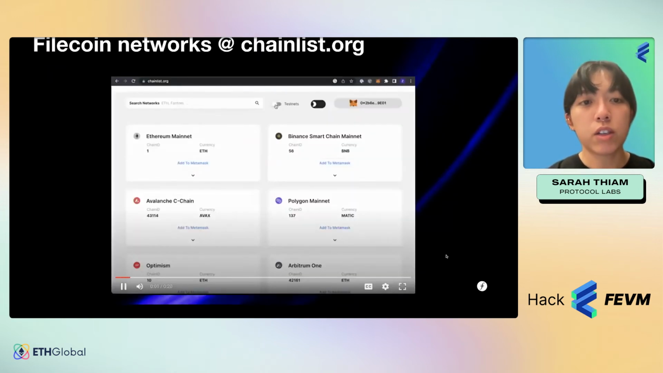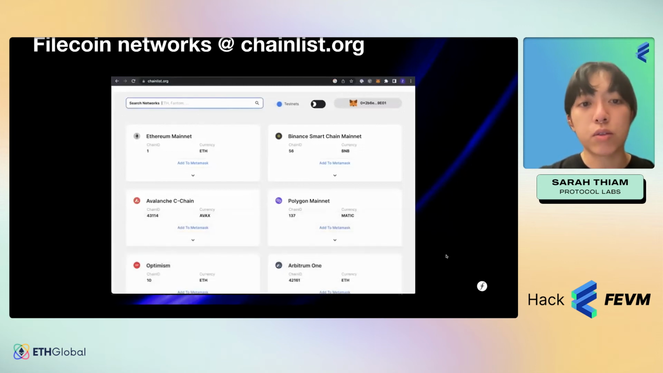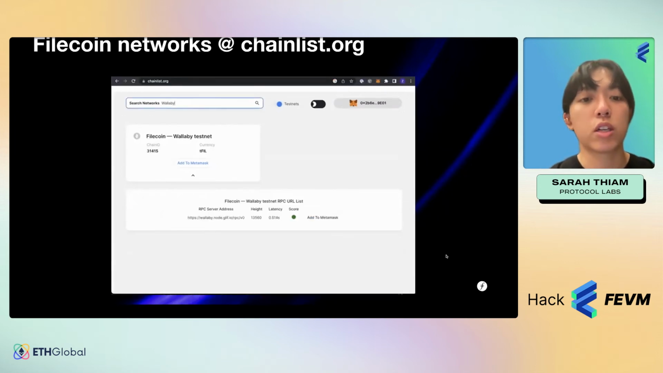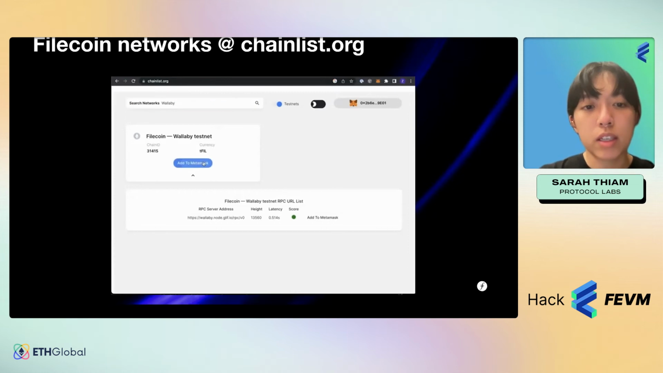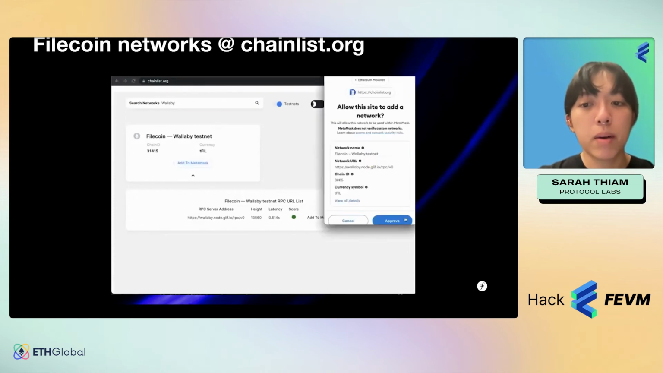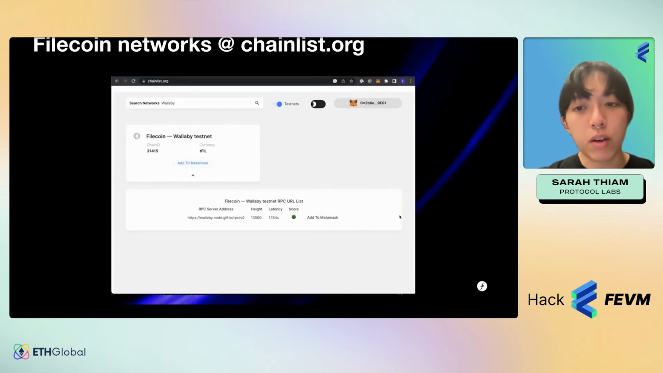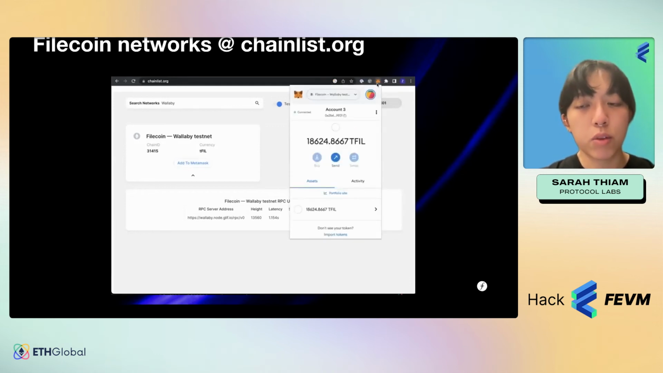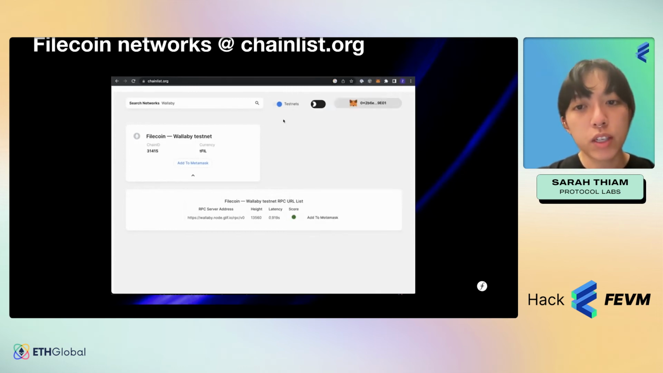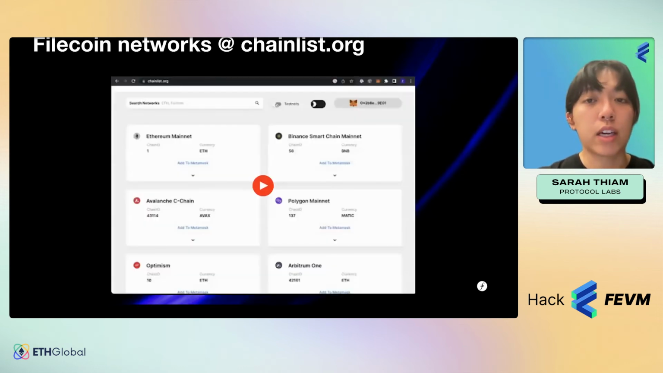As you can see over here, you can just go to Chainlist. It's really easy, it's one click. Make sure you turn on testnets, look for the Wallaby testnet, and add to MetaMask. It should pop up. You can see the steps here. If you click add wallet and your main wallet is, for example, a Coinbase wallet or something else, it should pop up as well. Once you've connected it, you can go to the Wallaby faucet and get your funds. It should take a minute or two to get some T-FIL. Then you can start building your project on it.